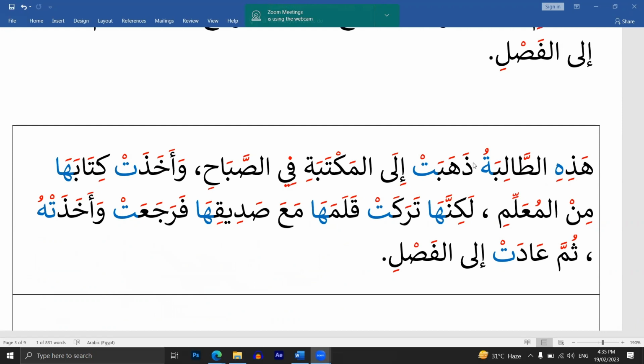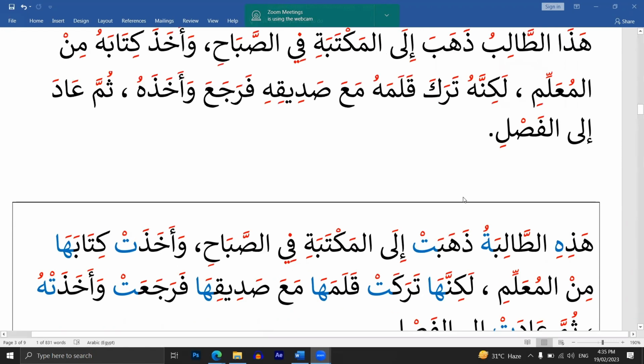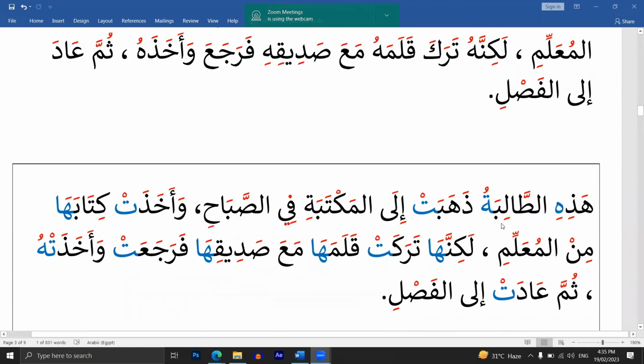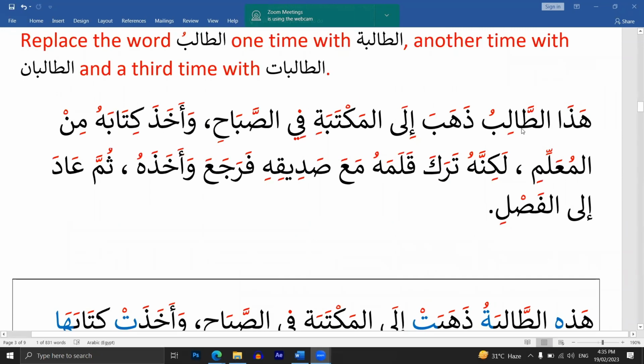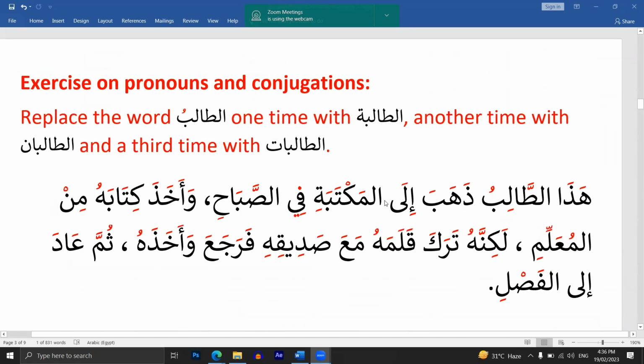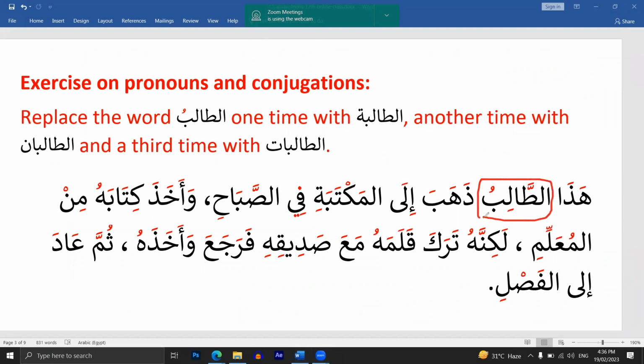This is the adjustment whenever we replace الطالب with الطالبة. Okay, the second one, الطالبان. Who can do the same? Please, if you are ready, raise up your hand. We want to replace this word الطالب with الطالبان. Just think about it. I'll be back in a minute.